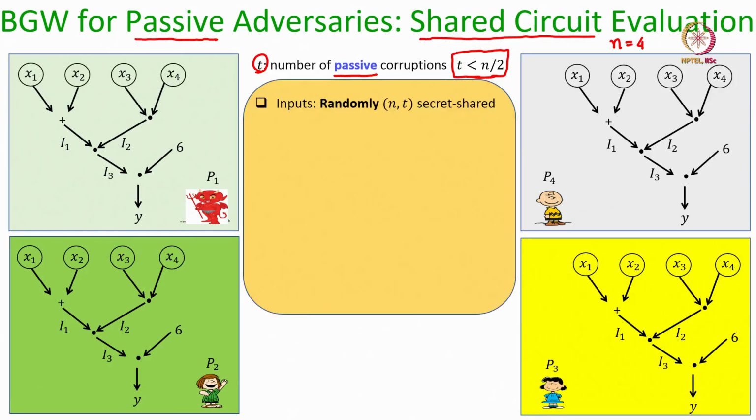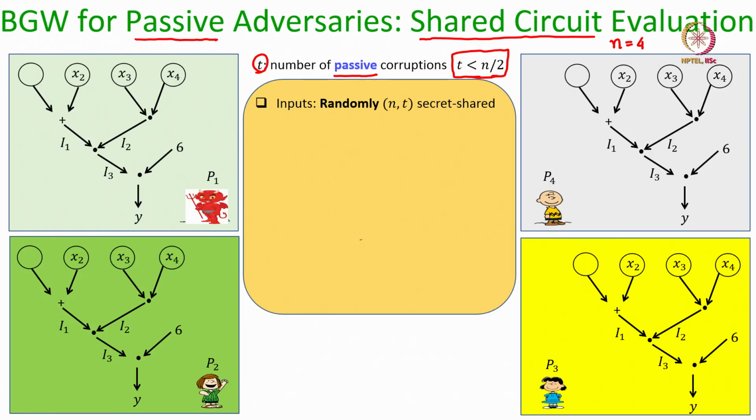So, instead of performing the circuit evaluation in clear, the BGW protocol will perform shared circuit evaluation, where each gate will be evaluated in a shared fashion. What does that mean? So, to begin with, the inputs of respective parties will be secret shared by the corresponding input owner. So, what does that mean?